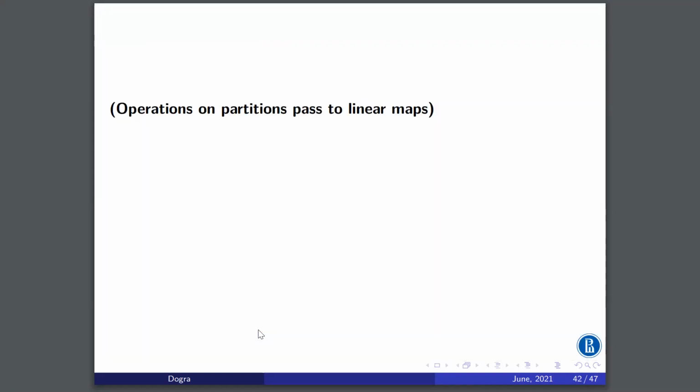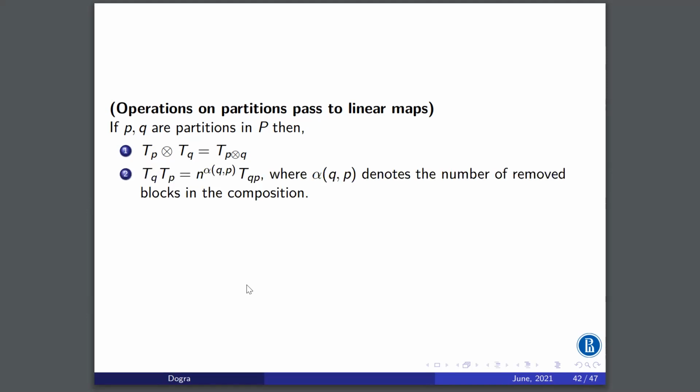And now, as is expected, the operations on partitions also pass onto linear maps. So if we have two partitions P and Q, then their tensor is just the map with respect to the tensor of partitions. And the composition of two maps with respect to partitions is given by a normalization multiplied by the map with respect to the product of these partitions. And alpha here is the number of removed blocks in the composition, as we saw earlier.